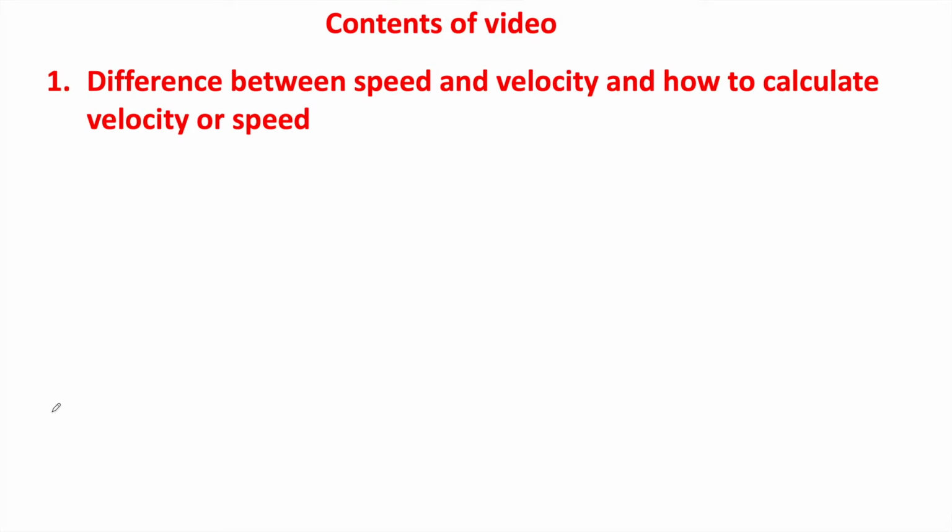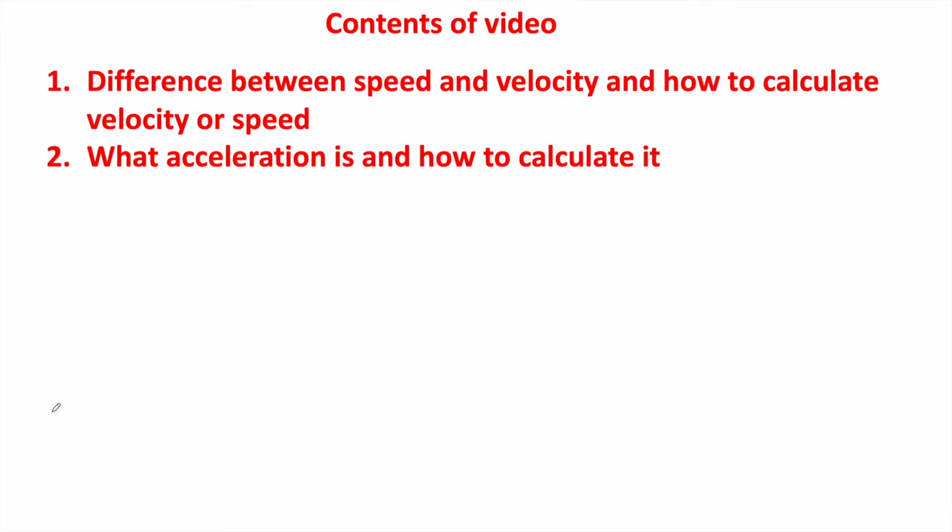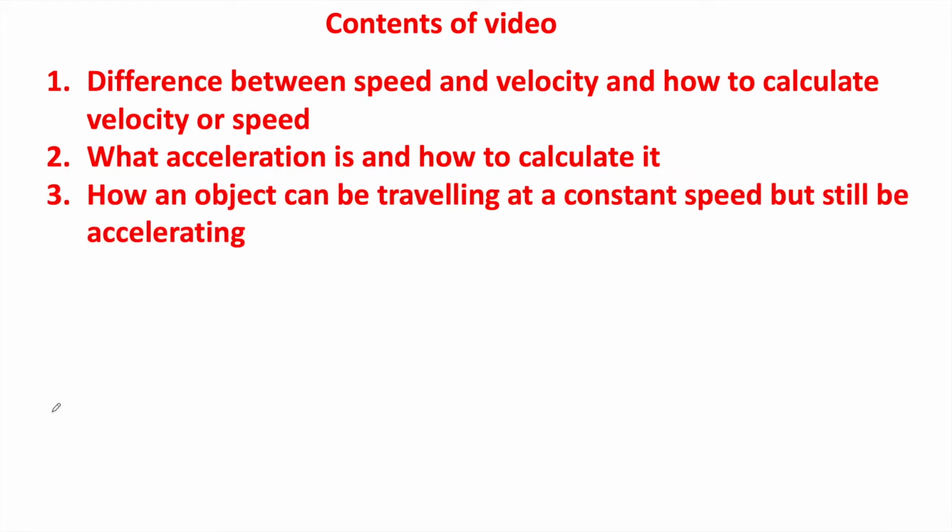So this video has been chapterized so you can find what you want quickly. The first thing we look at in this video is the difference between speed and velocity and how we calculate velocity or speed. We'll then look at what acceleration is and how we calculate it. We'll then look at how an object can be travelling at constant speed but still be accelerating, a special case of circular motion.